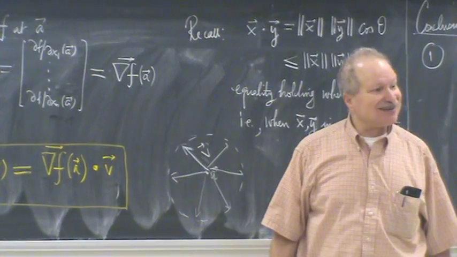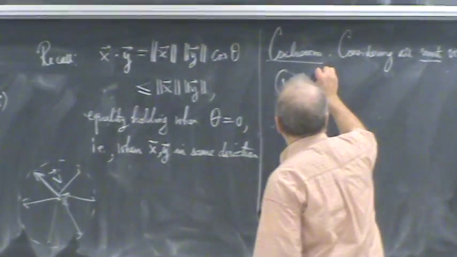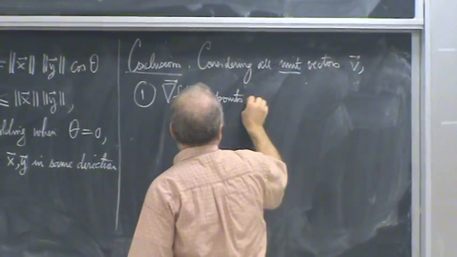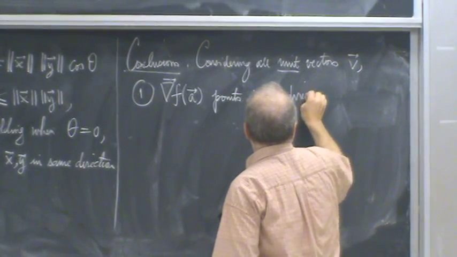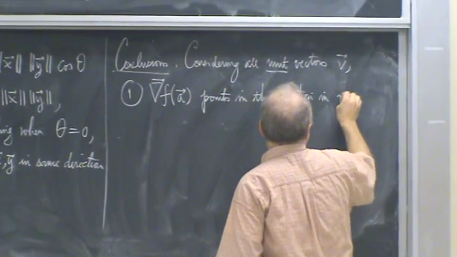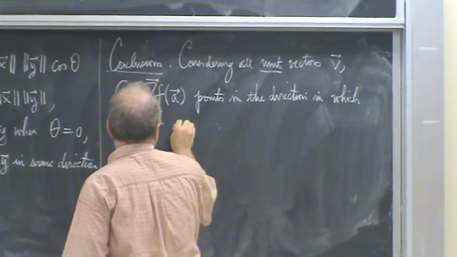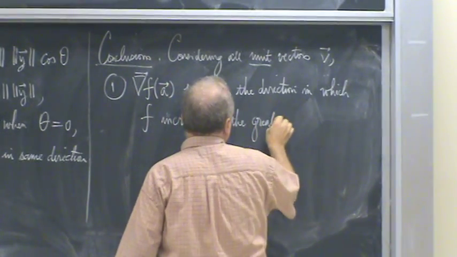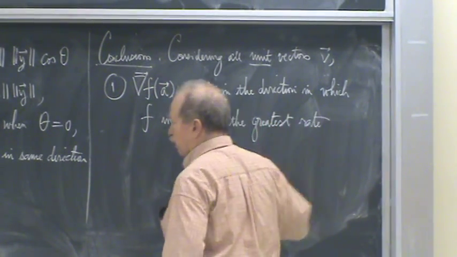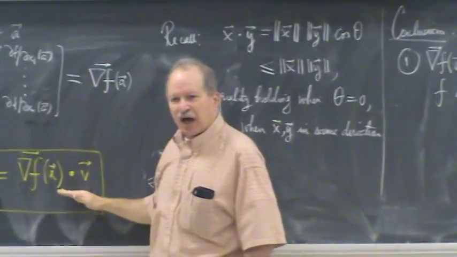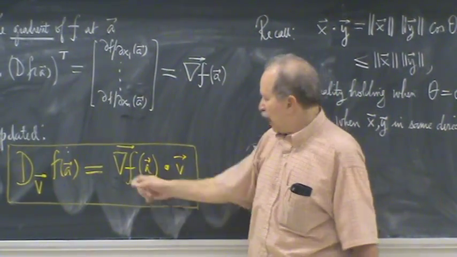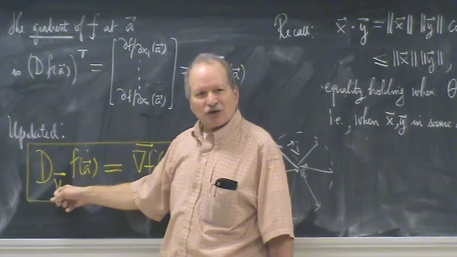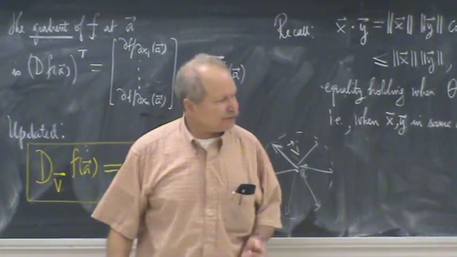Biggest possible directional derivative. So the gradient points in the direction in which f increases at the greatest rate. Among all possible directions V I could pick, I'll make this dot product biggest when these vectors are in the same direction. So that means I've made the directional derivative biggest when I've gone in the direction of the gradient.